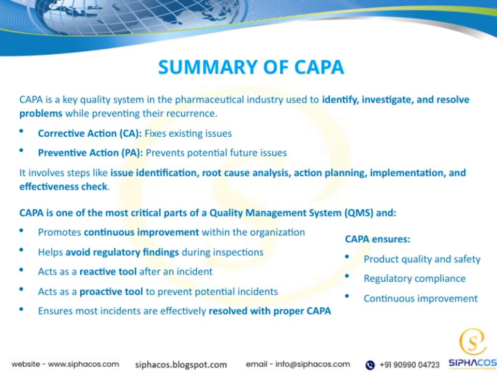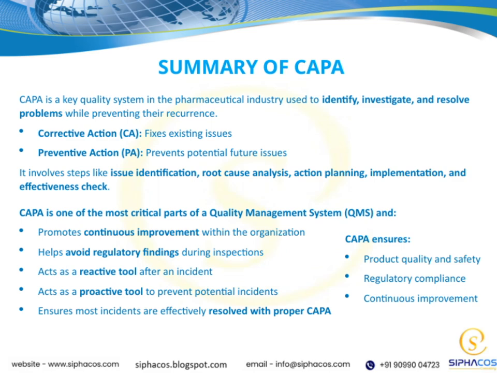When we talk about corrective action, or CA, we're focusing on fixing existing issues that have already occurred. Preventive action, or PA, on the other hand, aims to prevent potential problems before they even happen. The process involves several steps, starting with identifying the issue, performing a root cause analysis, planning the appropriate actions, implementing those actions, and finally checking to see if they were effective. This structured approach helps us address problems thoroughly.